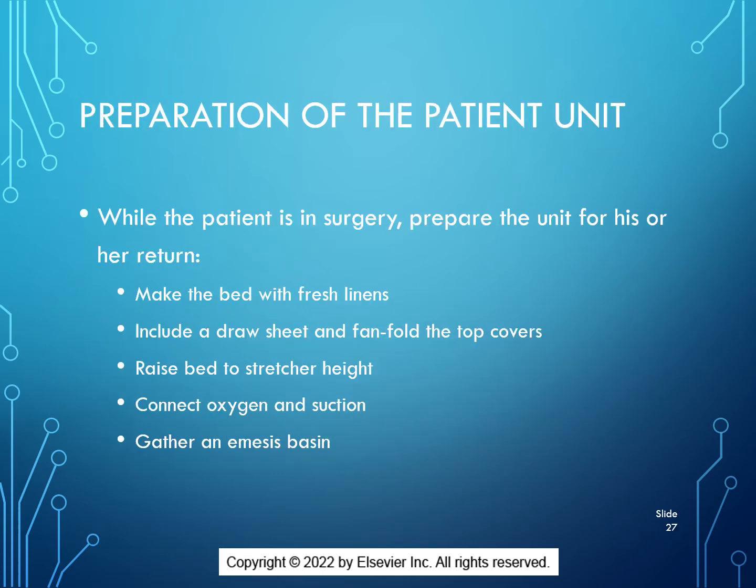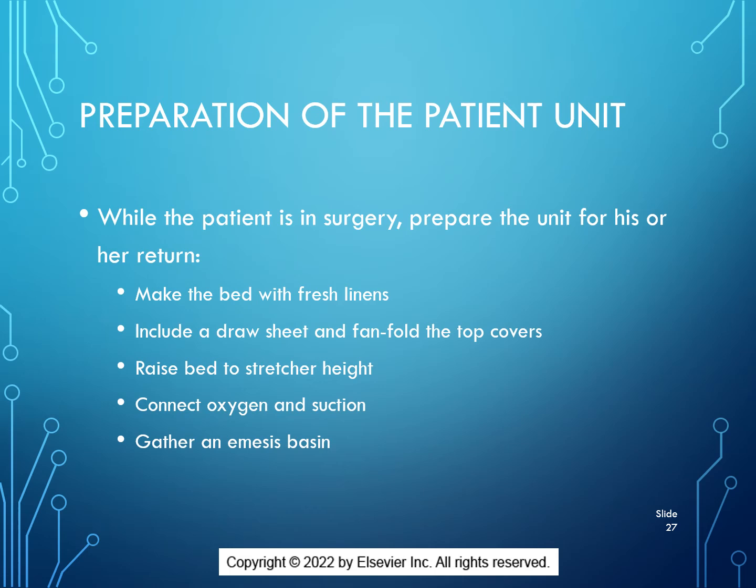While patients are in surgery, prepare the patient unit for their return. Make their bed with fresh linens, including a draw sheet placed at shoulder height. Place an underpad at the hip area. Fan fold the top covers to the far side of the bed or to the bottom of the bed. Have the bed raised in a position at the height of the gurney that will return the patient, and arrange the furniture so that the gurney can be pulled up easily alongside of the bed.